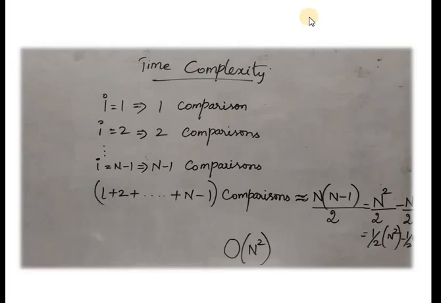When you take the maximum factor, it is n squared. We discard all the coefficients and take only the factor. So here the highest factor is n squared. So the time complexity of this algorithm is order of n squared. It is similar to the bubble sorting technique. Bubble sort time complexity is also order of n squared.